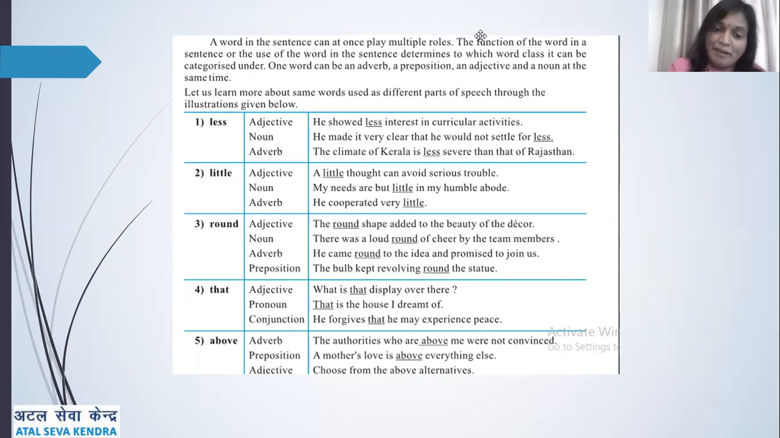Now let us see above. Above as an adverb: The authorities who are above me were not convinced. Preposition: A mother's love is above everything else. Adjective: Choose from the above alternatives. It is telling you more about the noun alternatives. So again, you have to be very, very careful when you read a sentence before you write the answer.